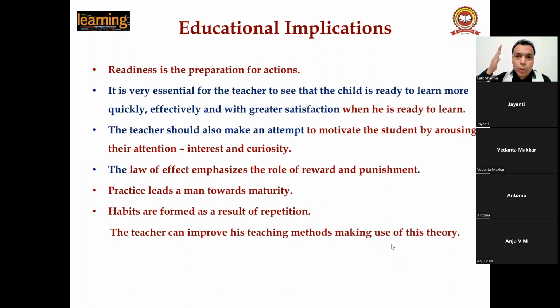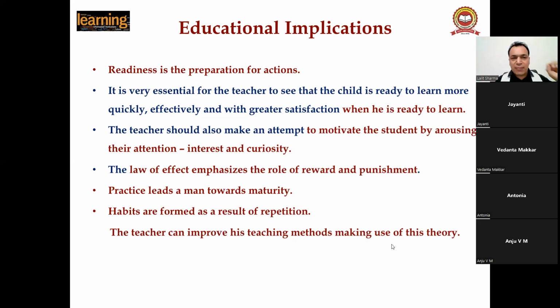If you don't know how to arouse interest, how to make your student attentive, or how to develop curiosity among your students, then you can't say you are a good teacher. You have to develop these things: make students attentive, arouse interest, develop curiosity. So how can you do that? From your teaching style, if you have a good grip of the teaching methodology. If you are a good learner, then only it is possible.